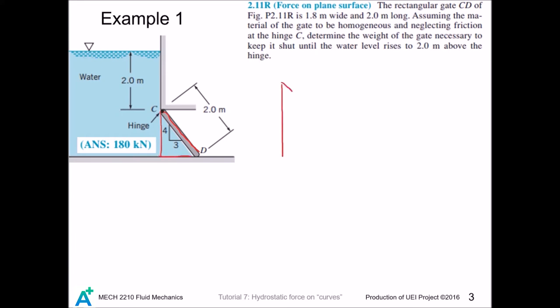First, we draw a free-body diagram. We label this as F1, F2. But note that all the four forces are uniformly distributed on the width of the gate, so that we are only interested in the force per length, and we add prime to denote that.